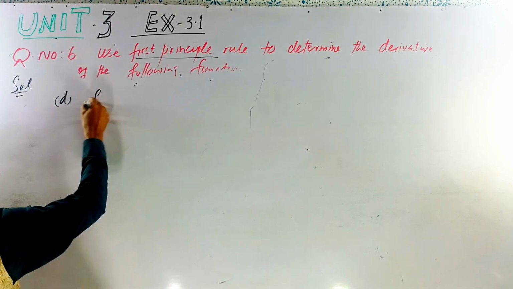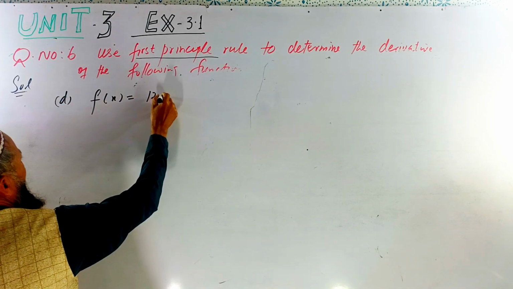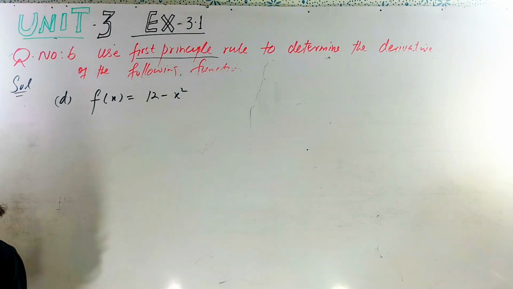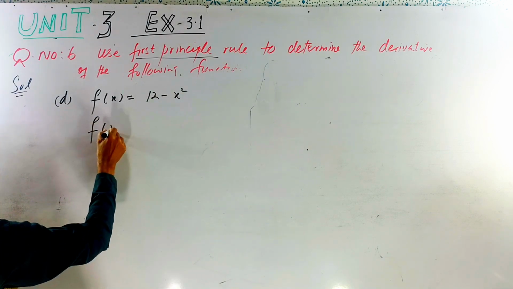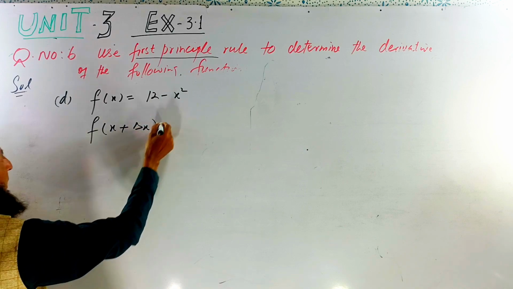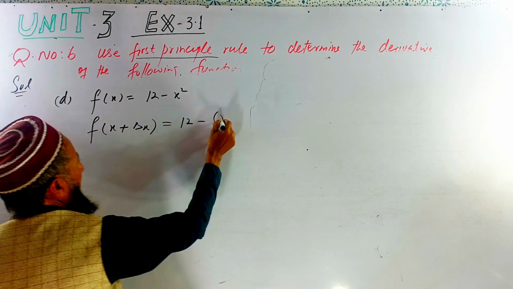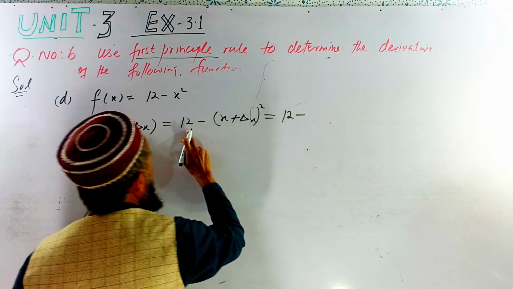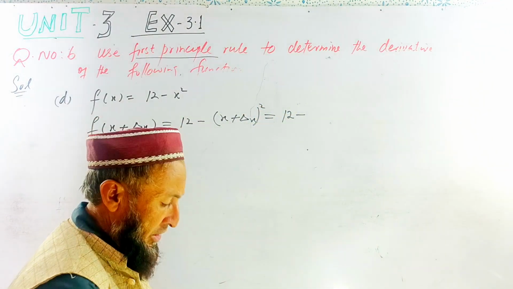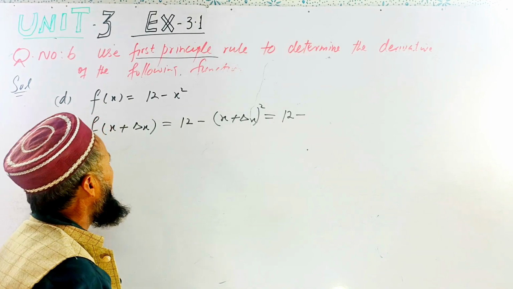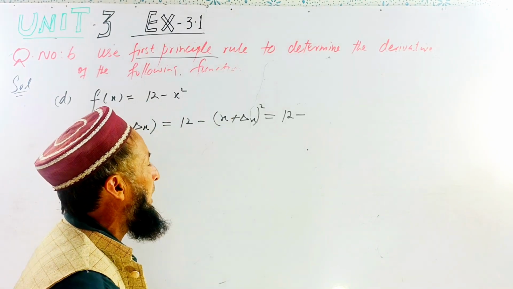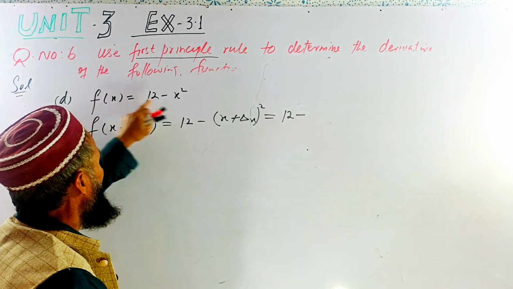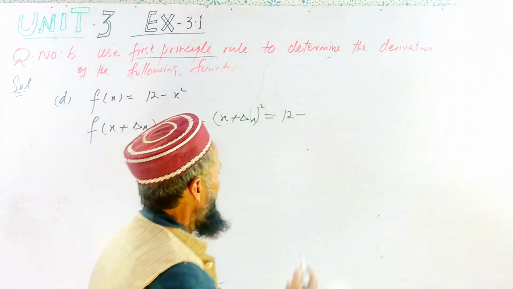Already f of x is equal to 12 minus x square. So we have already used the definition. Now we are directly taking the increment: 12 minus x plus delta x whole square. Here we cannot add an increment to 12, because it is a constant value and a constant cannot be incremented; we add the increment where x is available, since x is the independent variable.